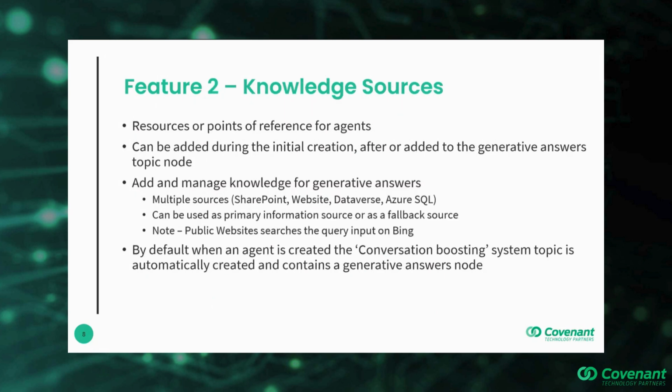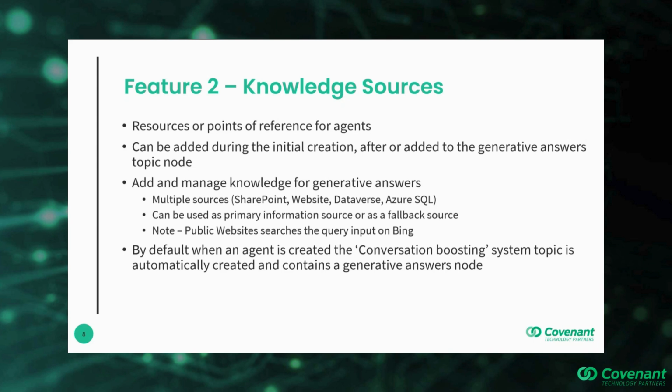The next one, which is the one I'm most excited about, is knowledge sources. So it allows you to put in resources or points of reference for agents. So for example, a SharePoint library. If you have a SharePoint library, let's say of HR benefit general information, you can connect your Copilot agent to it so that it'll extract information based on the questions that the users are putting into the chat. It can be added during initial creation, after, or added to the generative answers topic node. You can add and manage knowledge for generative answers.